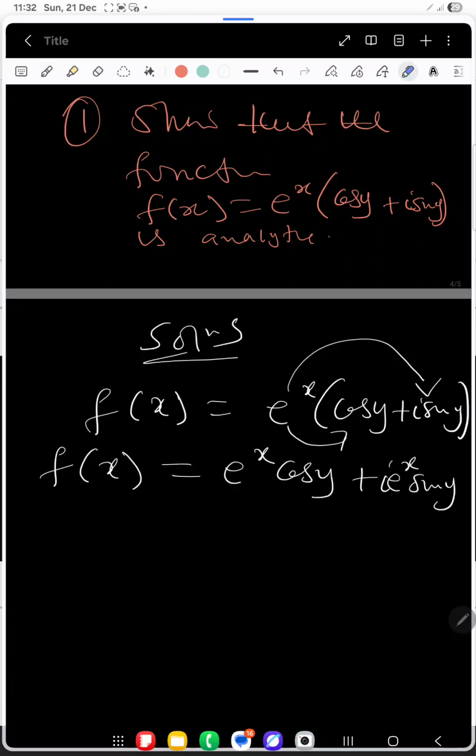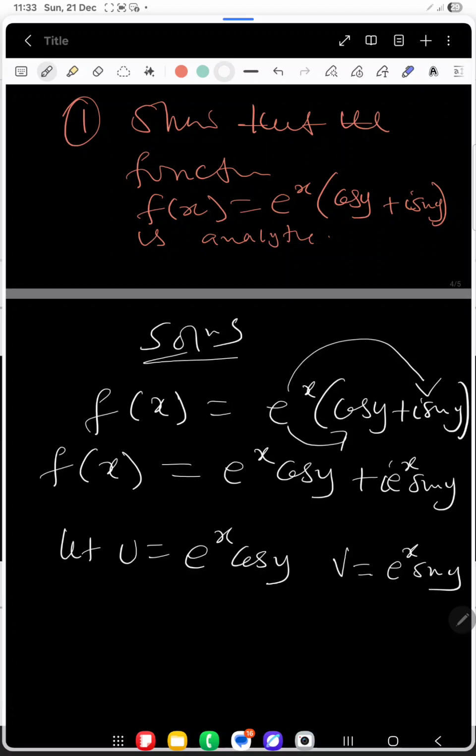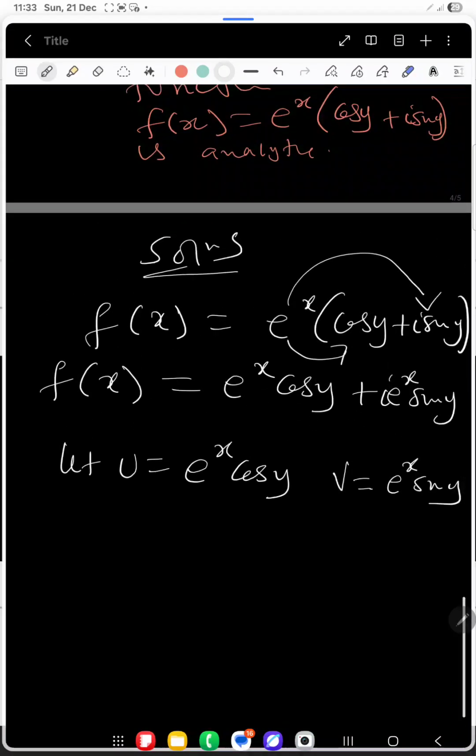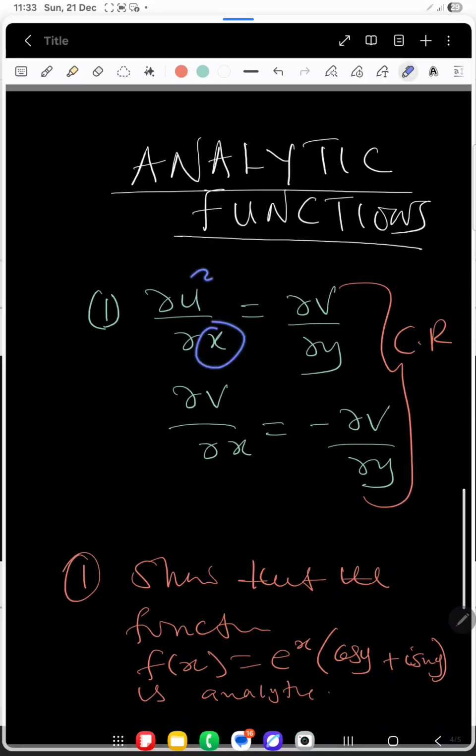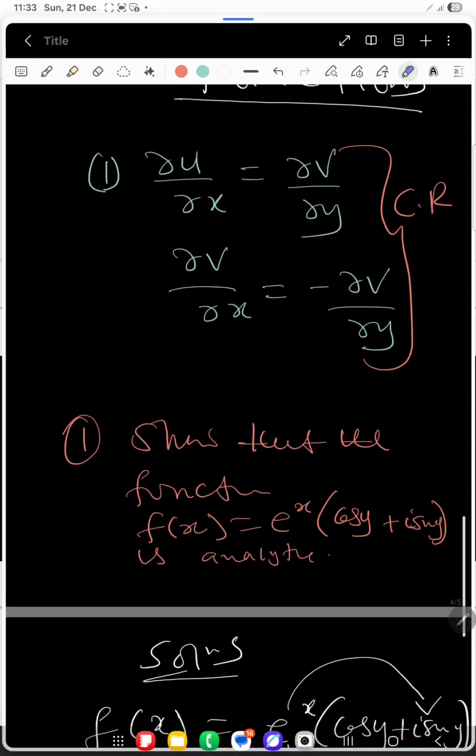Now, since one part is real and another part is imaginary, we can separate this function into two. We let u be equal to the real part, which is e^x cos y, and v be equal to the imaginary part, which is e^x sin y. Then from here, we need to get these parameters, so we'll start by differentiating x in the u and y in the v. So let's do that.